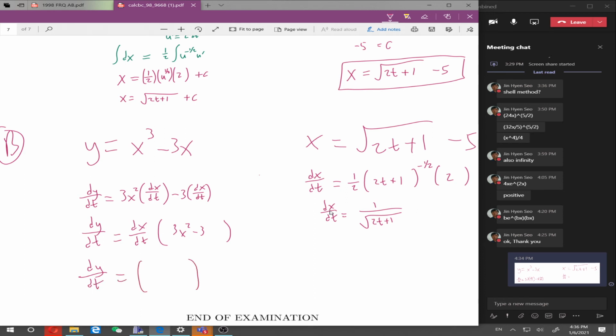1 over root 2t plus 1 times 3 root 2t plus 1 minus 5 minus 3, so minus 2. That's 3. Okay, so something like that.